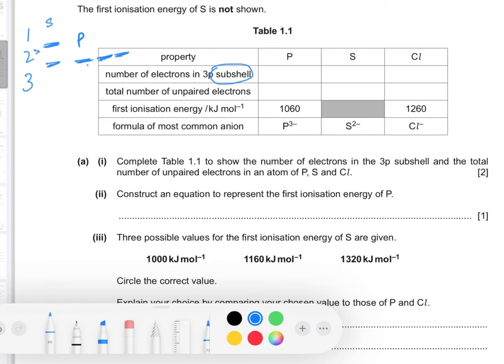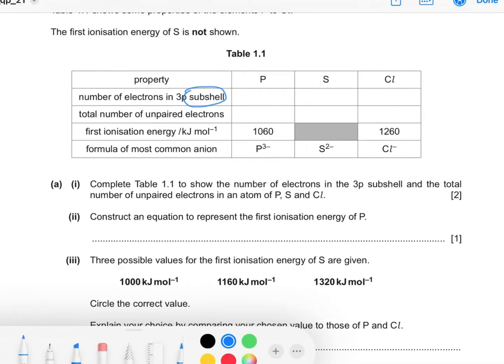Now each orbital can carry up to 2 electrons, and when you have 2 electrons in a single orbital, they are found in opposite spin as electrons repel each other.